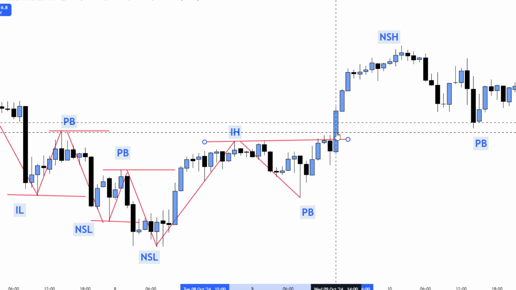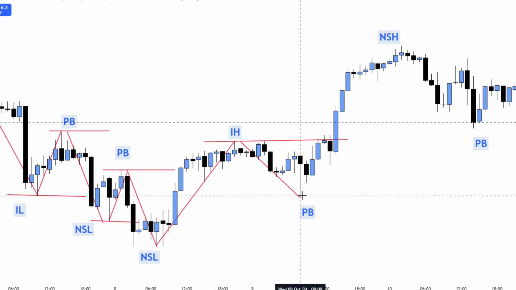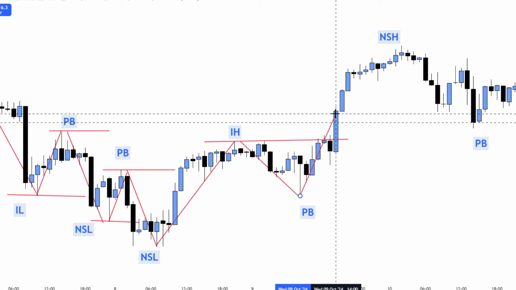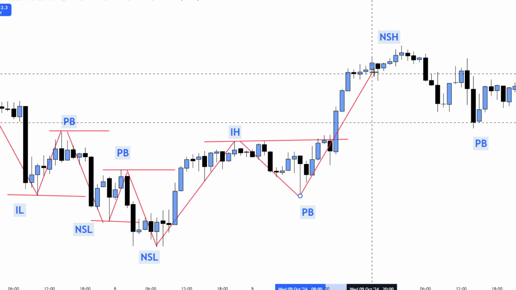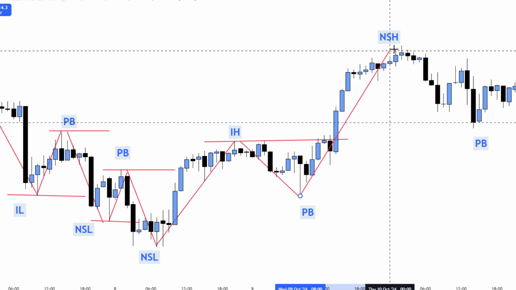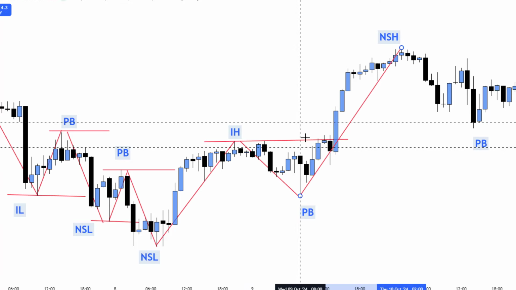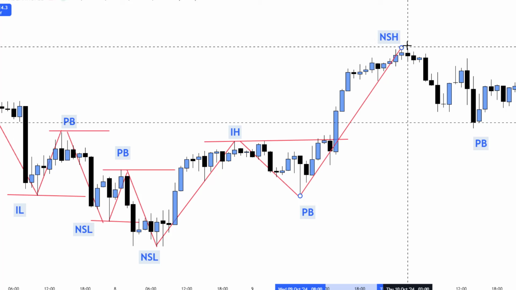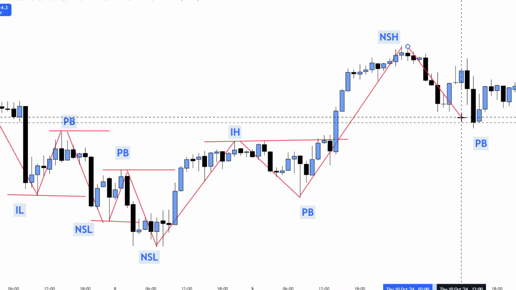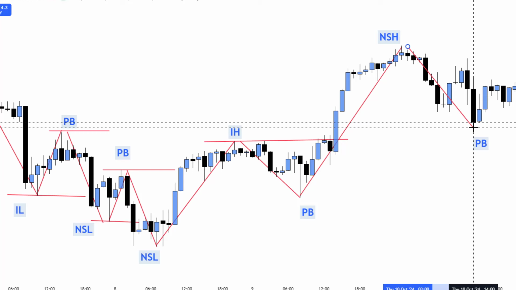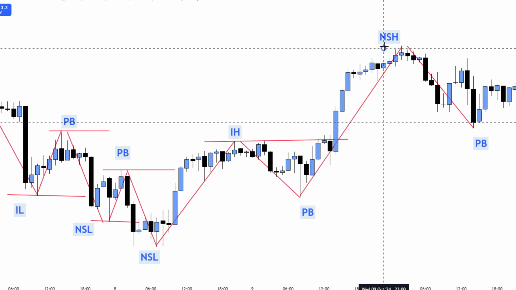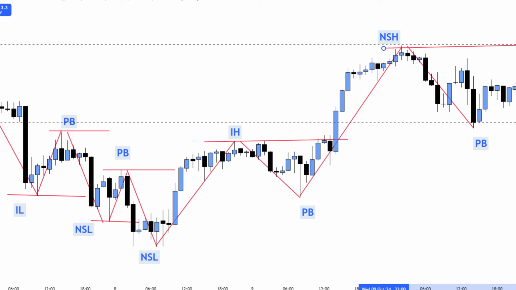But as soon as we break and close above this initial high, then we are in a confirmed bullish trend, and we can see that the market pushes up and puts in this new structure high up here. So now we're bullish on the market. The next thing that happens is we get a pullback, and again, we don't know how deep this pullback is going to be until we break and close above this new structure high.